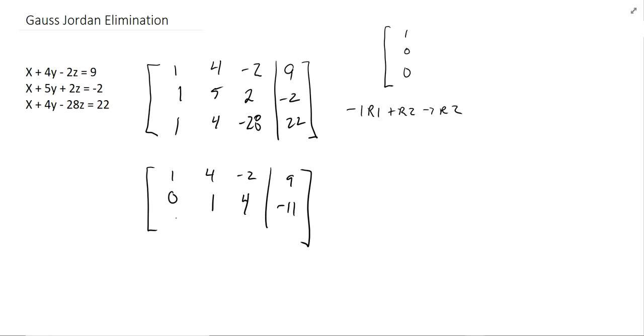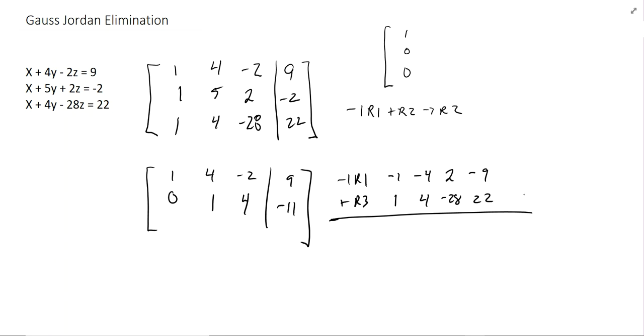I'm going to do it at the same step as well. I need to get that 0 in the bottom row. I've got a 1 in the first row, so I'm going to do negative 1 times row 1 plus row 3 and see what that gives me. Sometimes it's nice to write these out on the side just to help with your arithmetic. Negative 1 times row 1 is negative 1, negative 4, positive 2, negative 9. And then row 3 is just 1, 4, negative 28, 22.